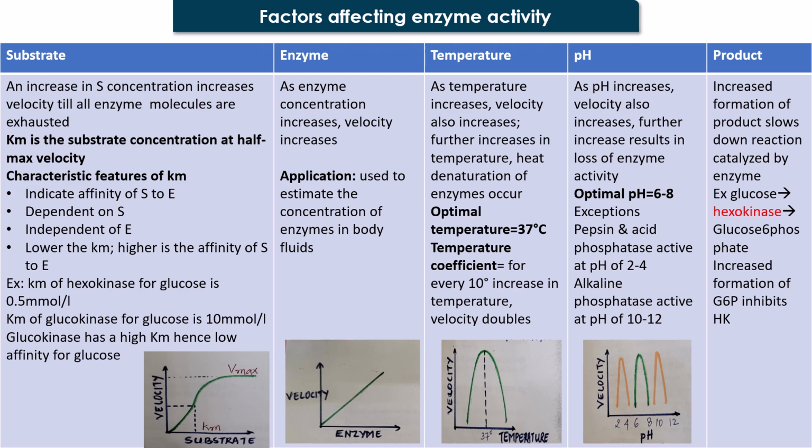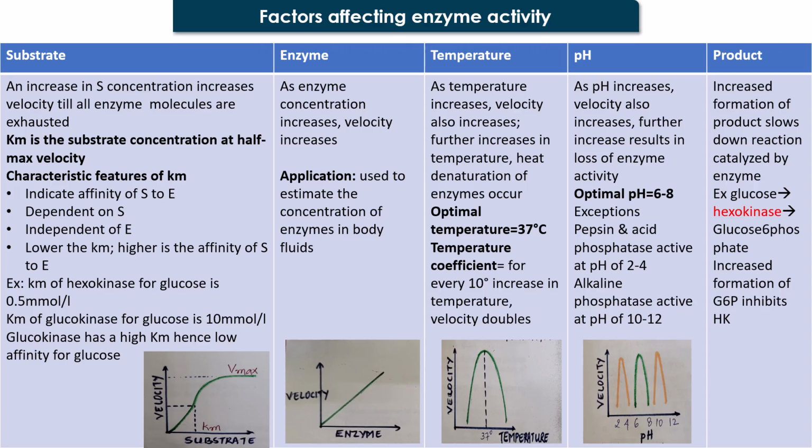Factors affecting enzyme activity. These include the concentration of substrate, enzyme, temperature, pH, and the product concentration. Let's try to understand the effect of substrate on the velocity of the reaction. An increase in the substrate concentration increases the velocity of the reaction until all the enzyme molecules are exhausted. Now this represents a maximum velocity, and half of this is known as Km. Km is the substrate concentration at half maximal velocity.